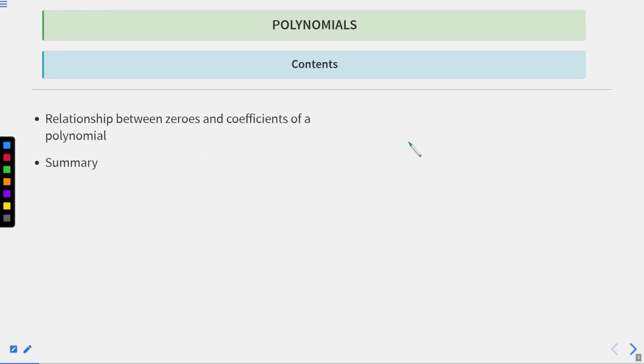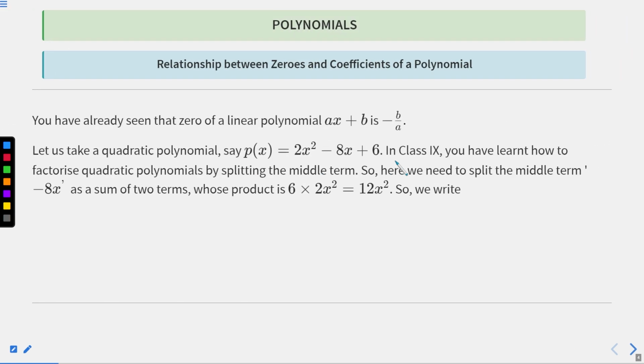So in today's lecture, we'll discuss the relationship between zeros and coefficients of a polynomial. Then we'll summarize whatever we covered in our previous lecture and in this one. Okay, so let's get started.